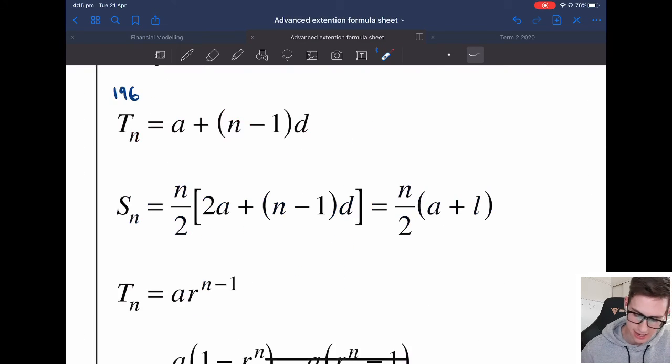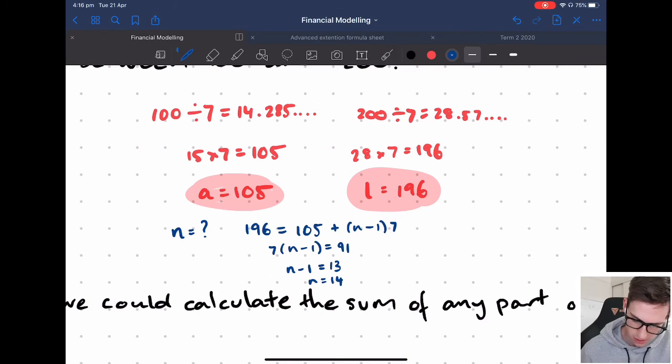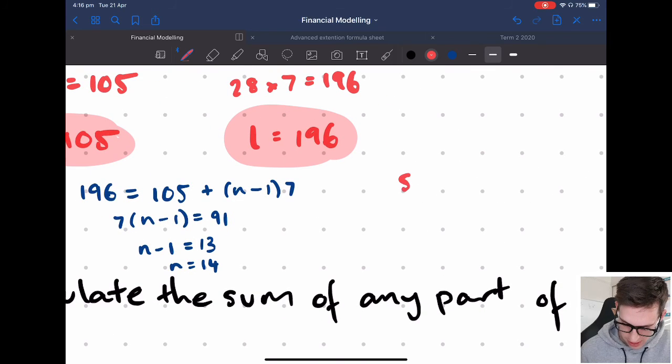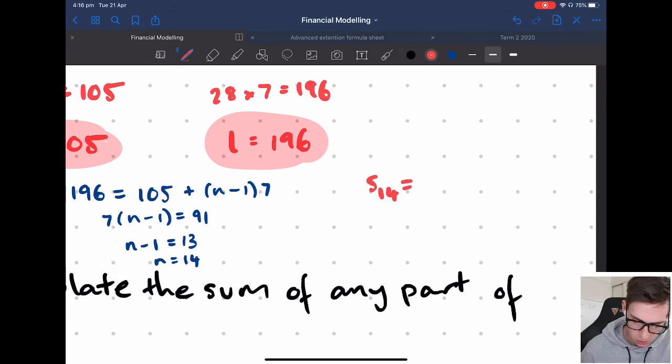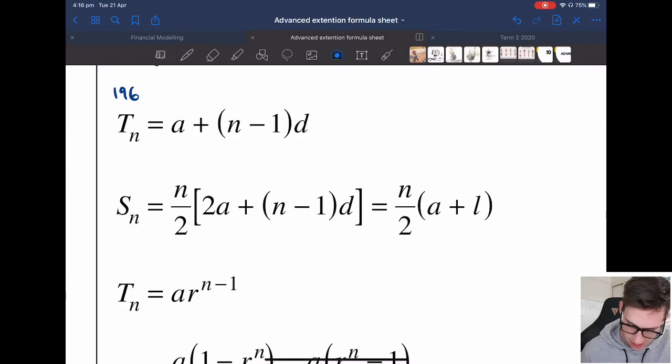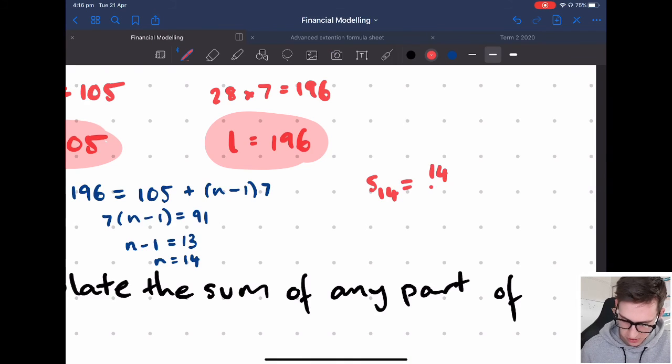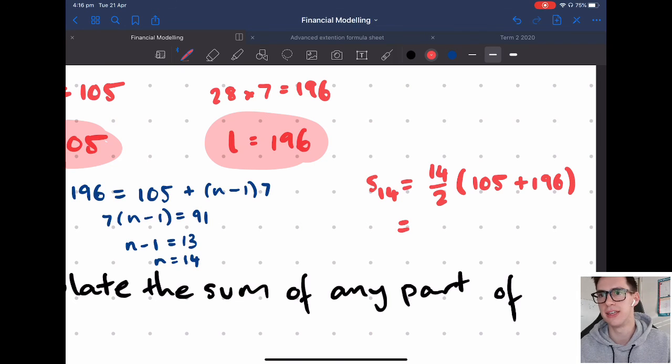I have everything I need to pop into this really nice formula. So I'm going to write it just over here. Now I know that n is 14. So S of 14, the sum of 14 terms, is n over 2. So 14 over 2. And we multiply that by the first and last added together. So 105 and 196. Pop that straight into your calculator. 105 plus 196. And we get 2,107.